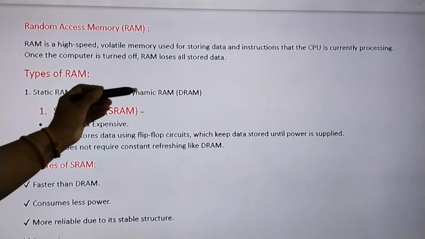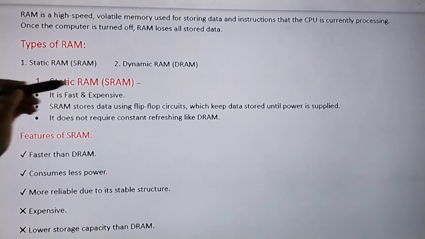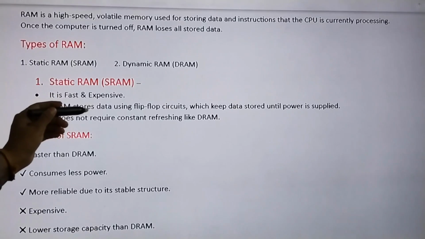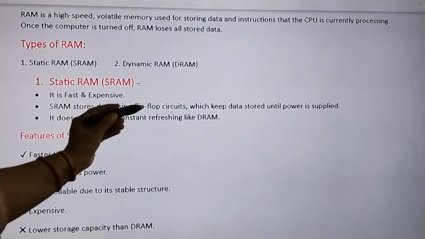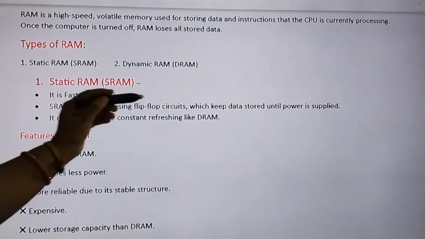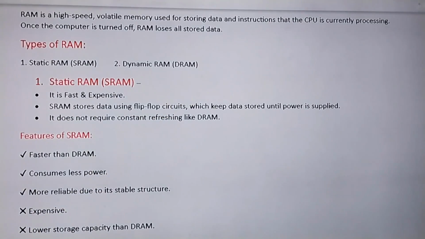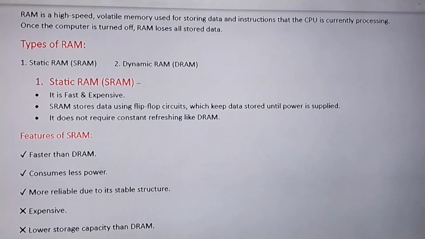Now we will see the different types of RAM: static RAM and dynamic RAM. RAM is divided into these two types. What is static RAM? It is fast and expensive, and it stores data using a flip-flop circuit. So you have to remember this element. Flip-flop is used for storing the data in static RAM, and it keeps data as long as power is supplied. It does not require constant refreshing like dynamic RAM.